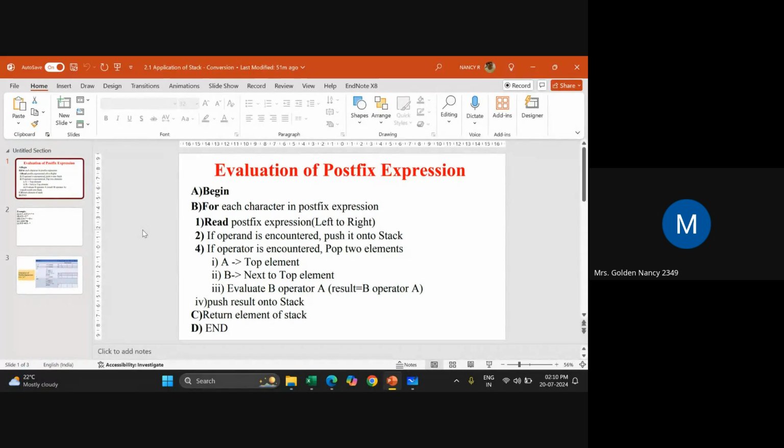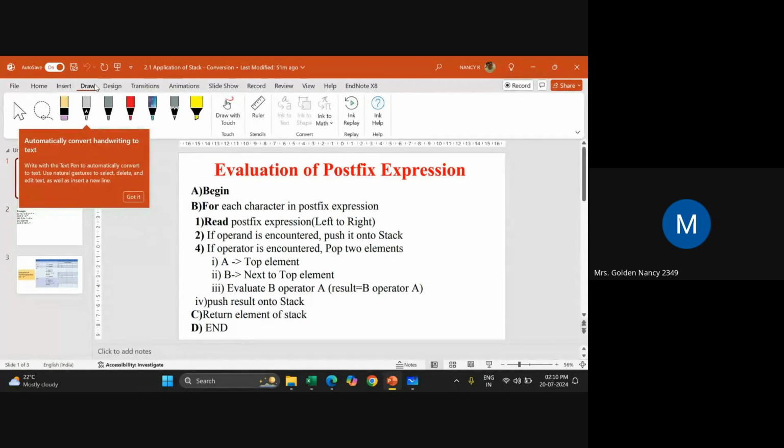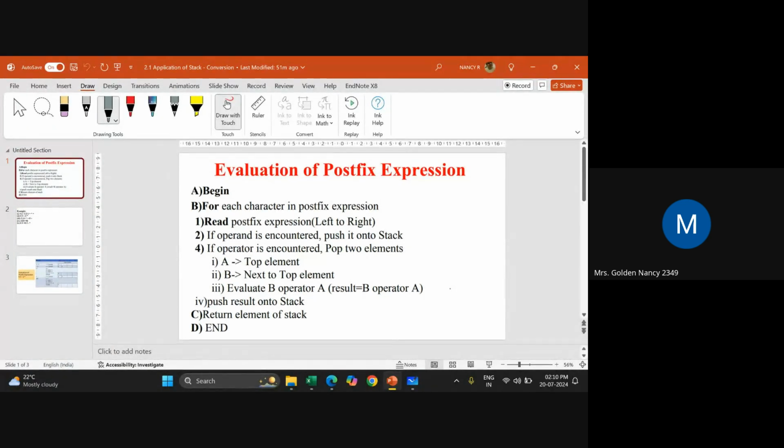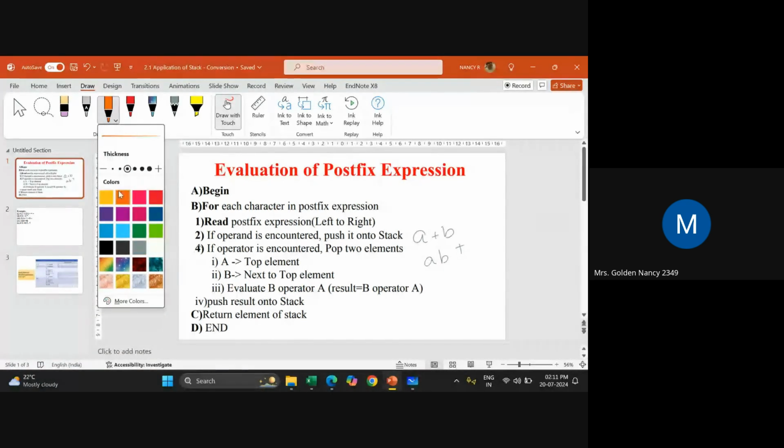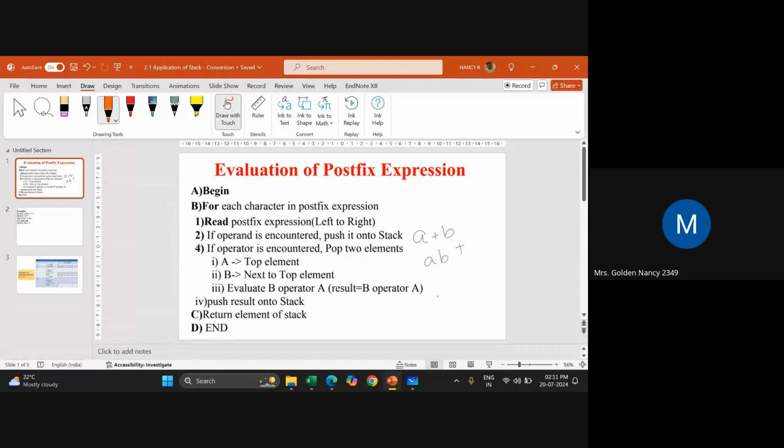Then, in the last DSA class, we saw what a postfix expression is, and we tried to convert infix to postfix expression. An infix expression has the operator in between two operands. From that we converted to postfix expressions. For example, a plus b is infix, and ab plus is its postfix expression. I hope you all remember these basic things that you should know when you start learning the application of stacks.